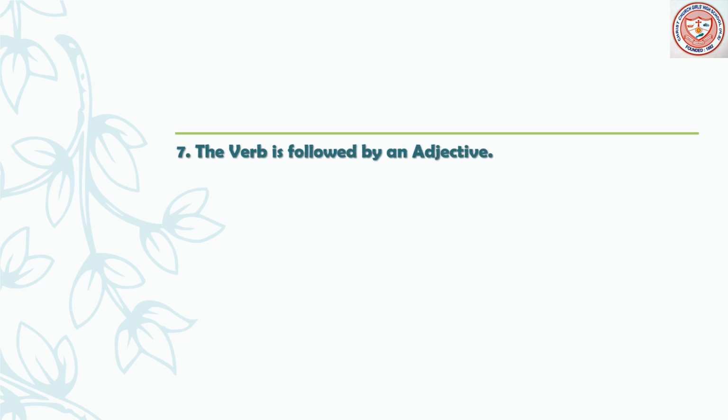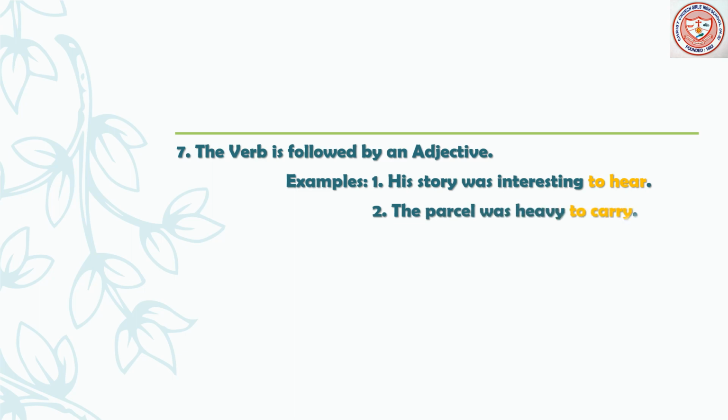Next pattern. The verb is followed by an adjective. Examples. His story was interesting to hear. And what is the pattern here? The pattern is the verb is followed by an adjective. Right? So, in this sentence, "to hear" is an infinitive. Next example. The parcel was heavy to carry. And in this sentence, "to carry" is an infinitive.